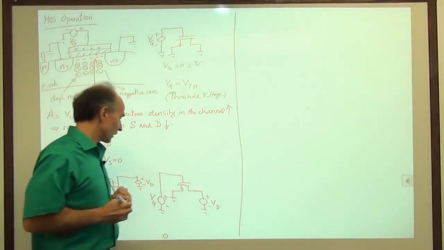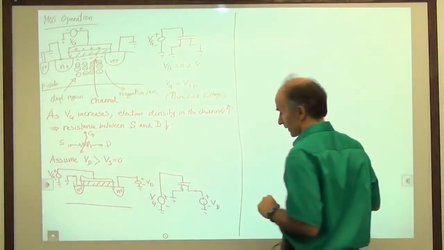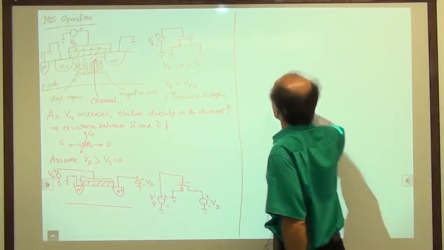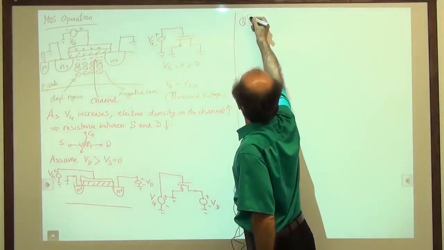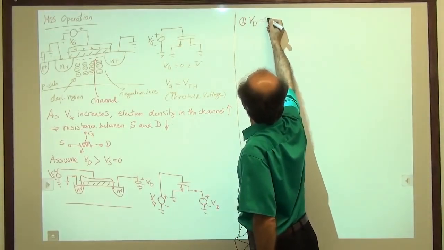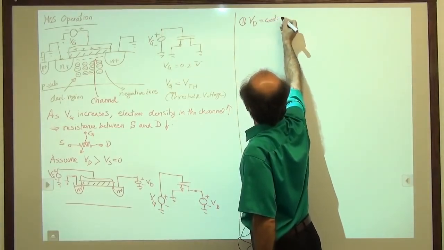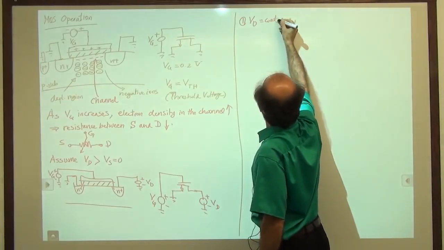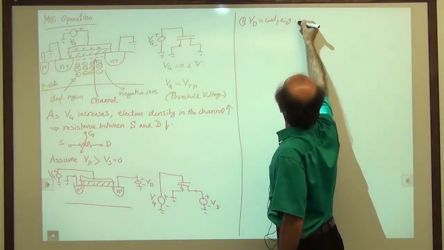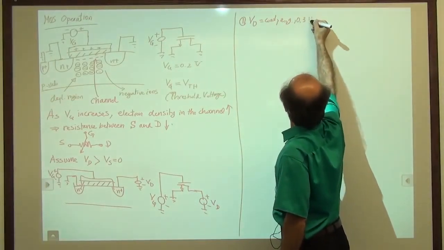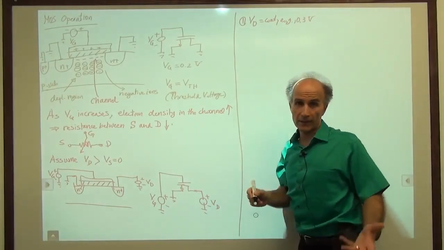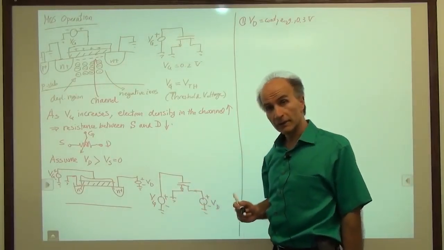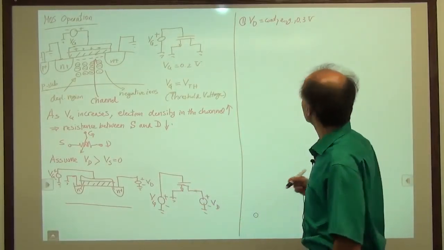Okay, so let's go ahead and first assume that VD is constant and we vary VG. So case number 1, VD is constant. For example, 0.3 volts. Okay, just as an example. And we begin to vary VG, and we would like to see what happens.